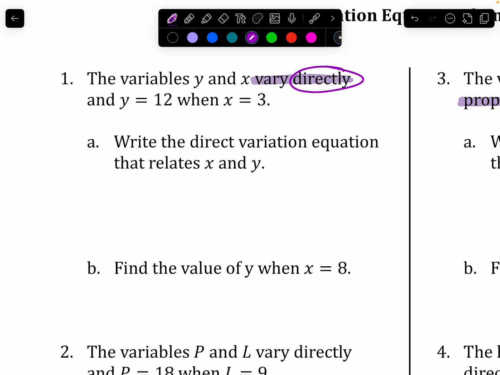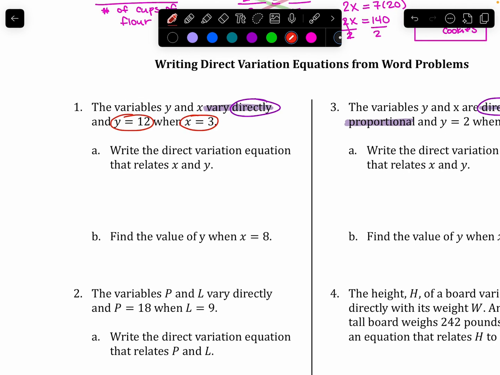So it says the variables y and x vary directly. Y is 12 when x is 3. Write the direct variation equation that relates x and y, and then we're going to use the equation that we get in part A to help us solve part B. So if you look at this problem, you've got y is 12 when x is 3. So we're going to do one of our variables on top and one of our variables on bottom. You do not get to choose when you do direct variation problems, okay?